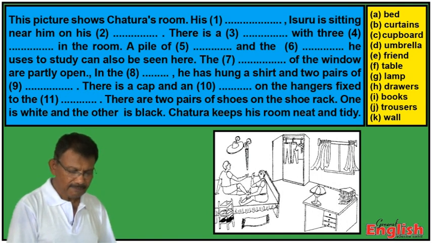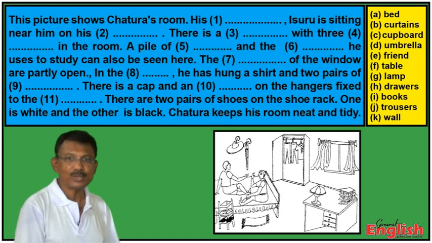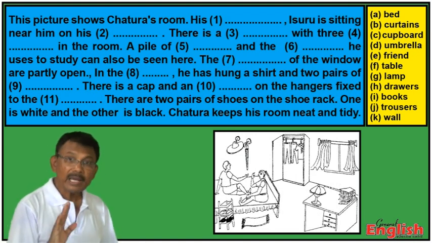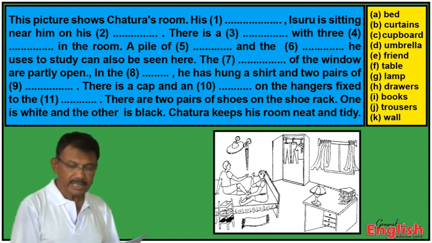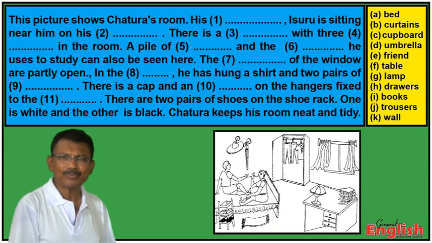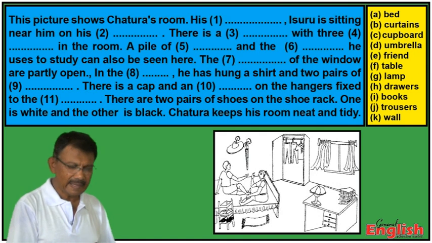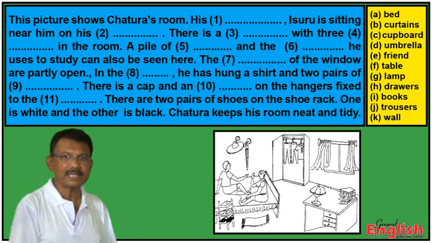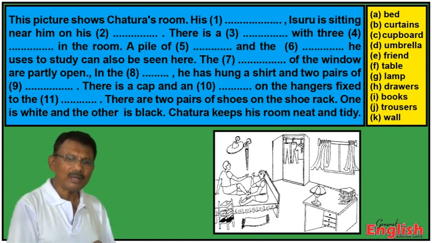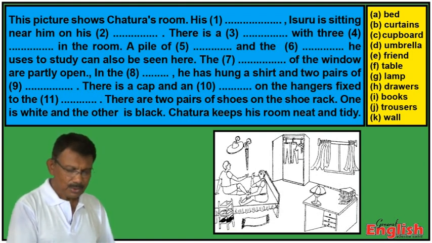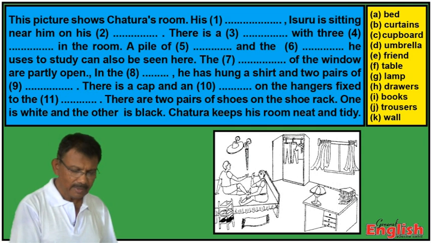So for the first blank you must use E, friend. That is already done. So his friend Isuru is sitting near him. If you look at the picture, you can see Isuru is sitting near him, on his blank. Where? On his. So from this we will have to take a word.